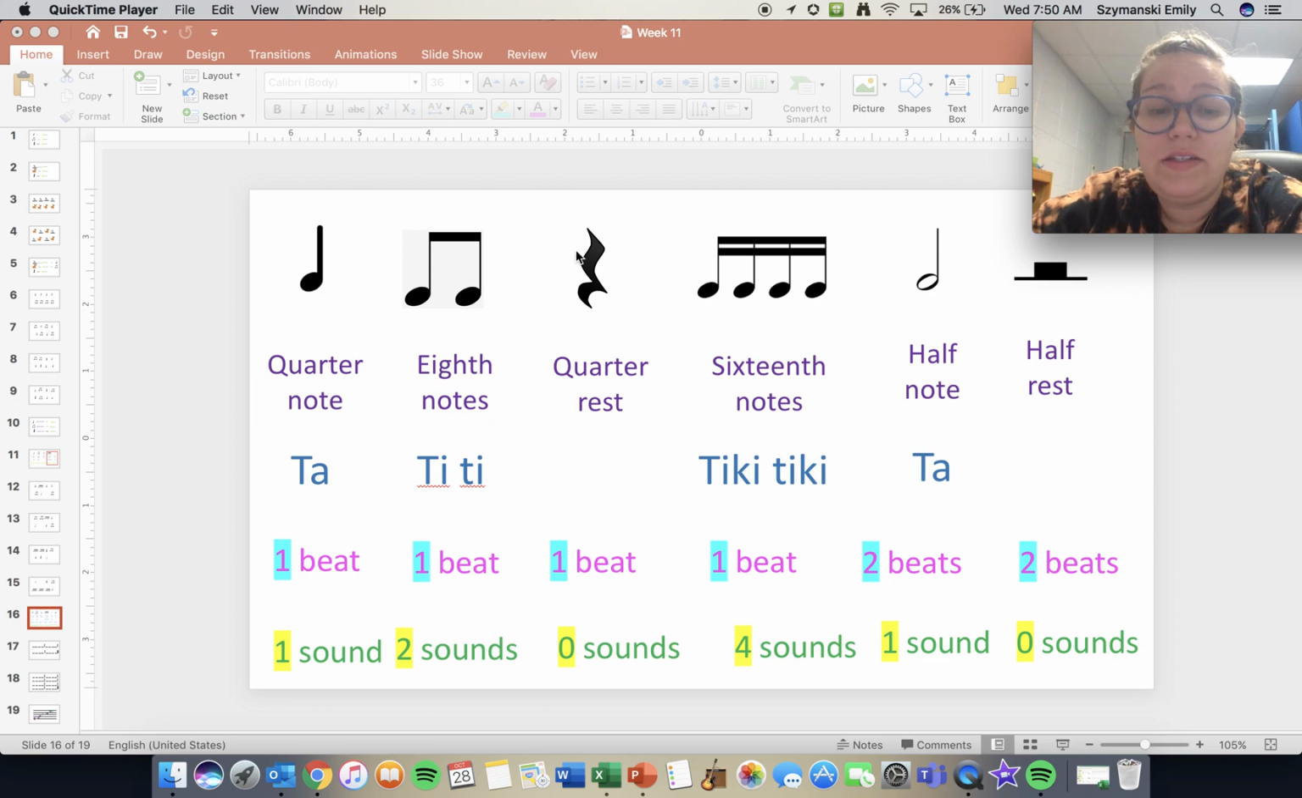A quarter rest lasts for one beat, but it is one beat of silence, of no sounds.